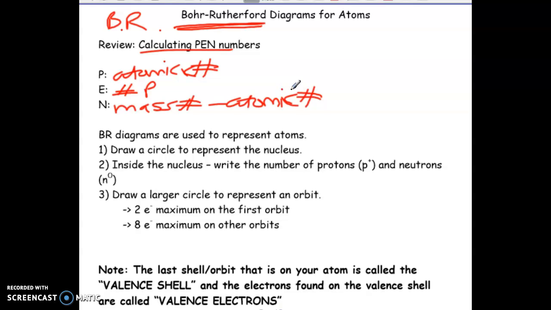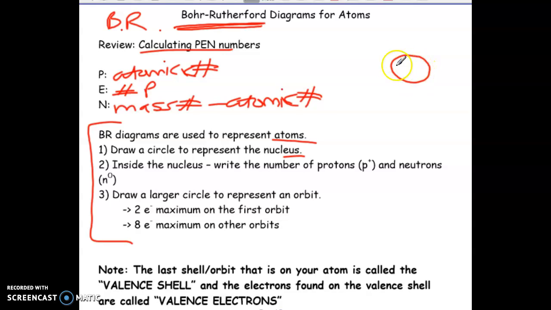Okay? So Bohr-Rutherford diagrams are used to represent atoms. The first thing we're going to do is draw a circle. The best way to learn these is through example, but I'm just going to go over the rules that we're going to use, and then we're going to do a bunch of examples together. So first we're going to draw a circle, and that circle is going to represent the nucleus. I'm just going to do it roughly here. So imagine this circle would be my nucleus.